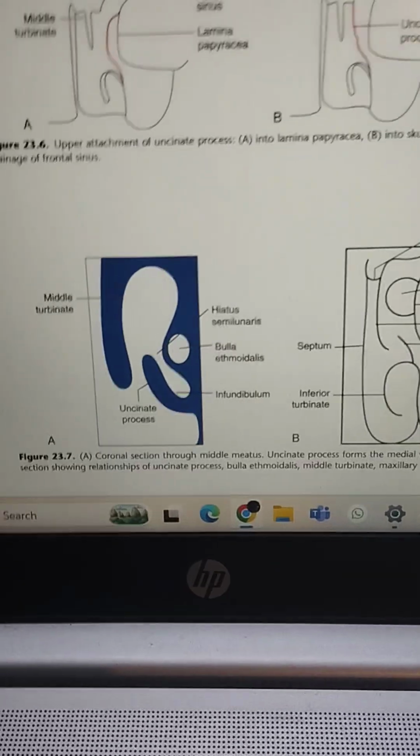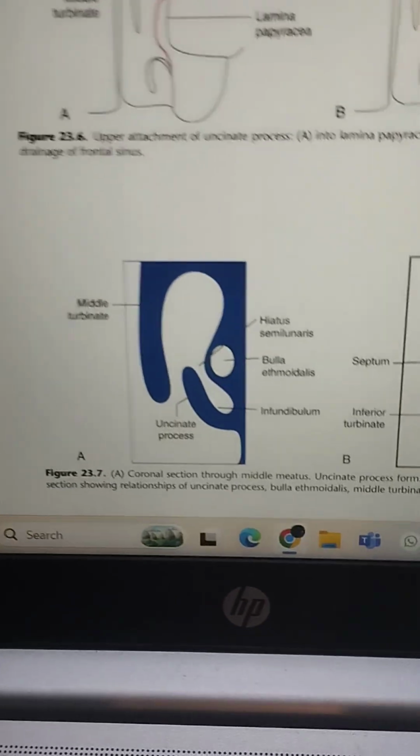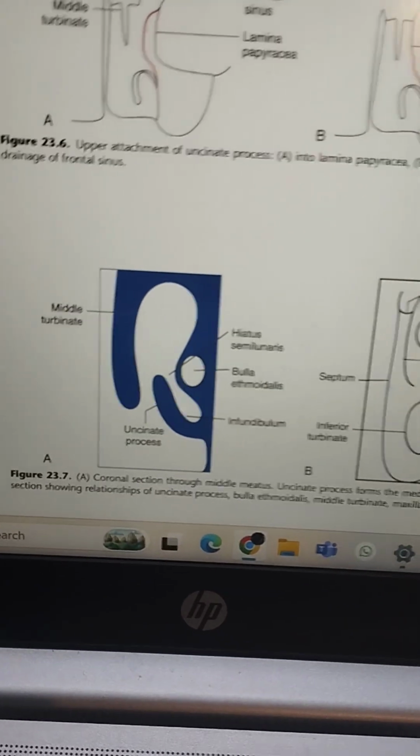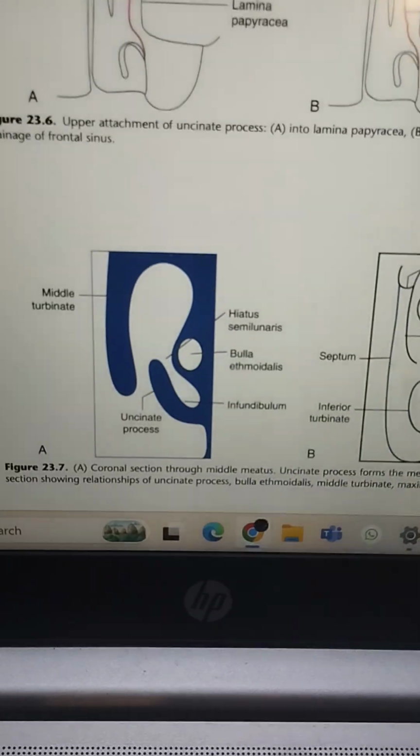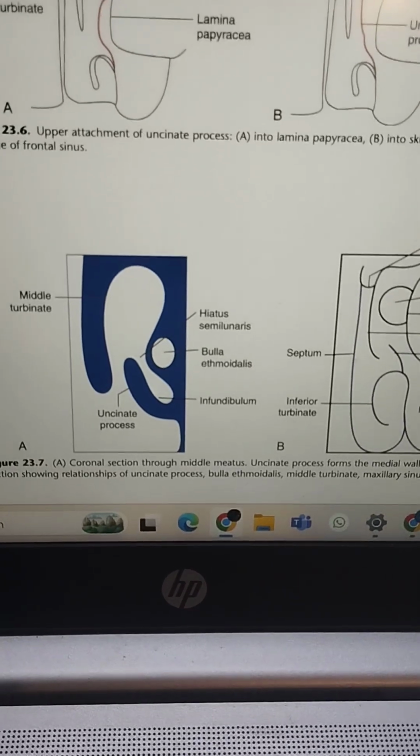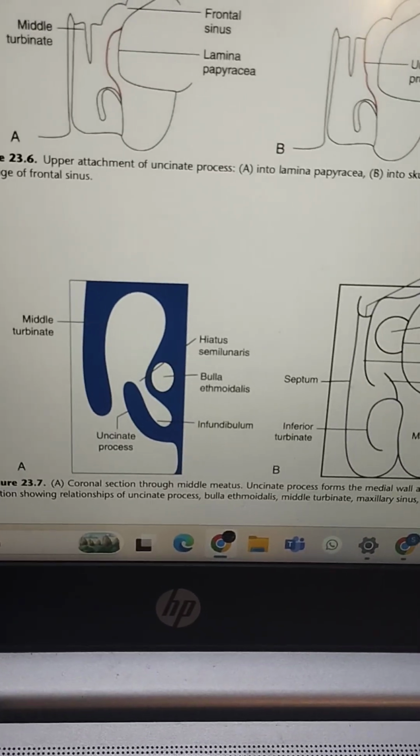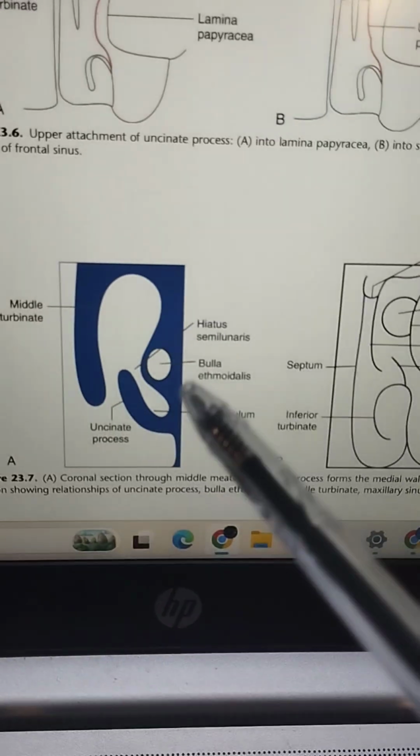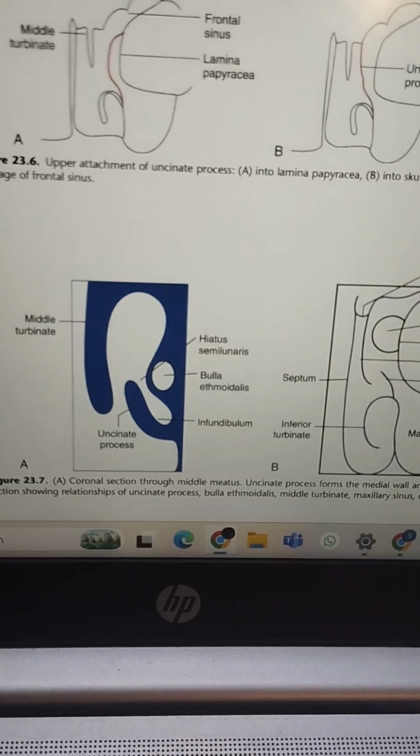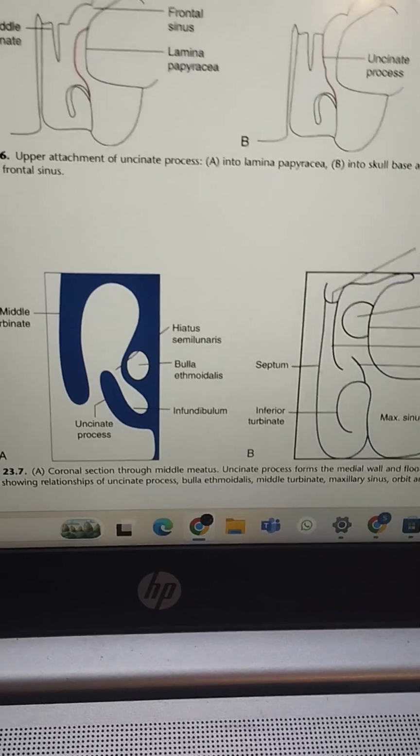Now let's talk about its boundaries. The posterior-superior border of the uncinate process is going to be sharp, and it is going to run parallel to the anterior border of the bulla ethmoidalis. And the gap between the two, which means the gap between the uncinate process and the bulla ethmoidalis, is going to be called the hiatus semilunaris, and it is a two-dimensional space of 1 to 2 millimeter width.